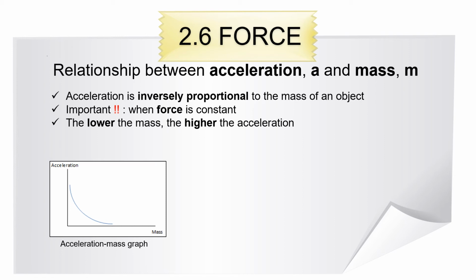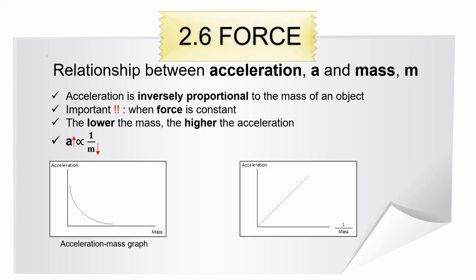Then, the expression for the relationship between acceleration and mass is represented by this symbol, which is a inversely proportional to m. By referring to the symbol itself, the lower the mass, the higher the acceleration.